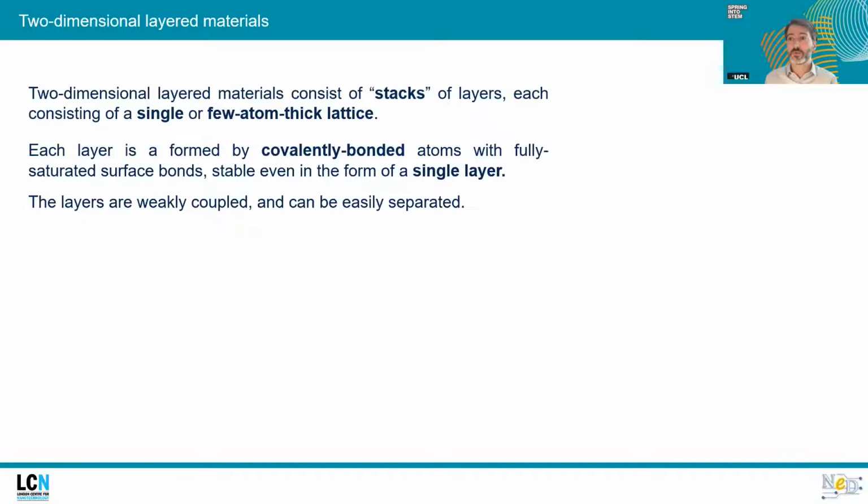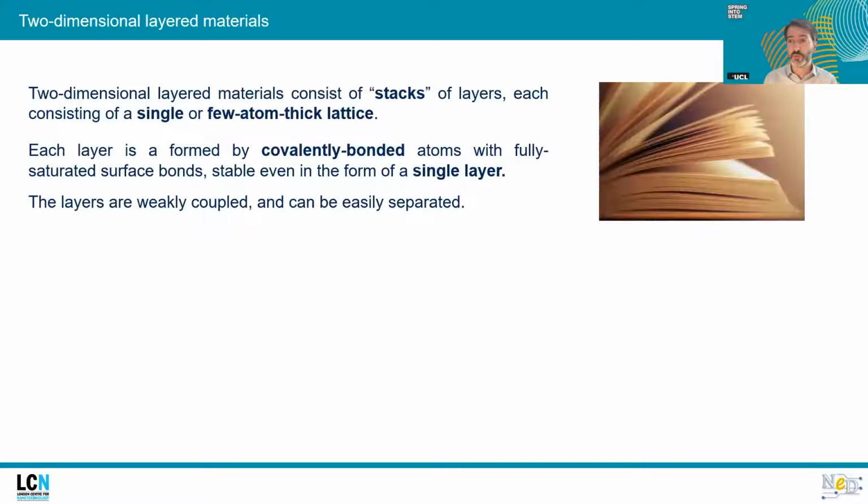I think a good way to understand the structure of layered material is to think about a book. So a book consists of many pages. So if I try to stretch an individual page, I will find quite a lot of resistance as an effect of the strong bonds in plane, whereas when I try to separate pages in the vertical stack, the bonds are very weak. So that's very much a similar picture.